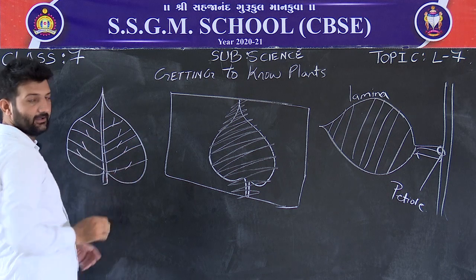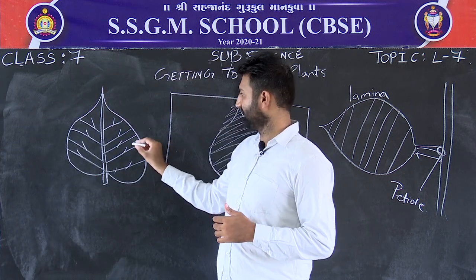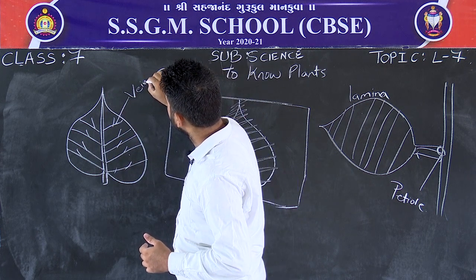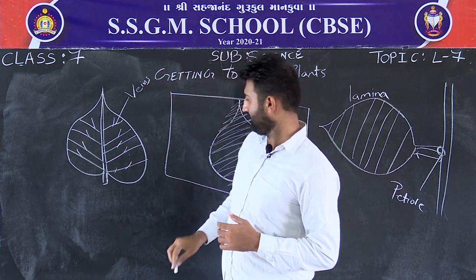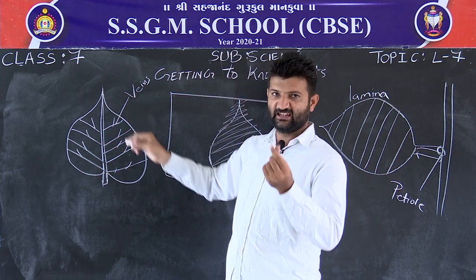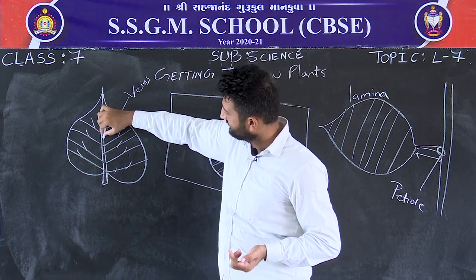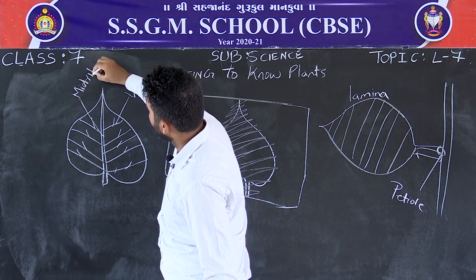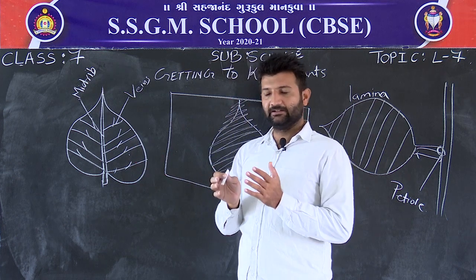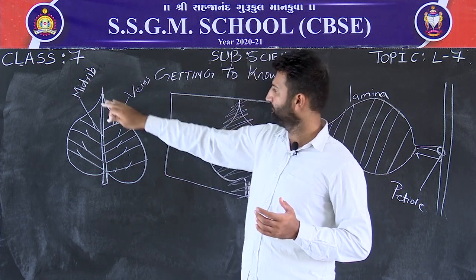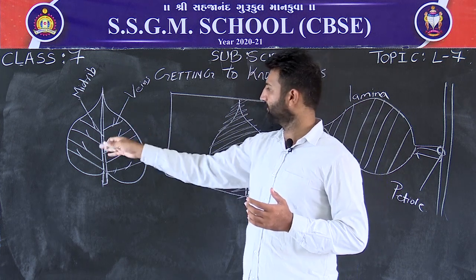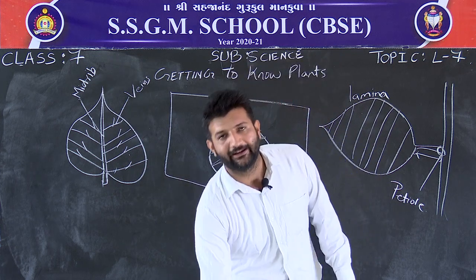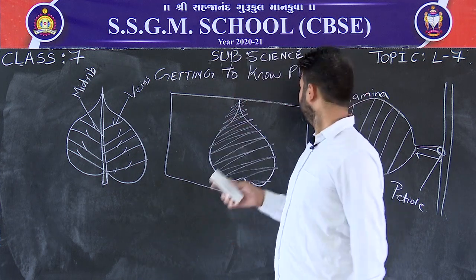The lines which we see on the impression are known as veins. And the central, thick, broad line in the center is known as the midrib. As the name suggests, mid means in the center. The main center line is known as the midrib, and the lines which are on both sides of the midrib are known as veins. So generally you will find two types of veins in the structure of a leaf.